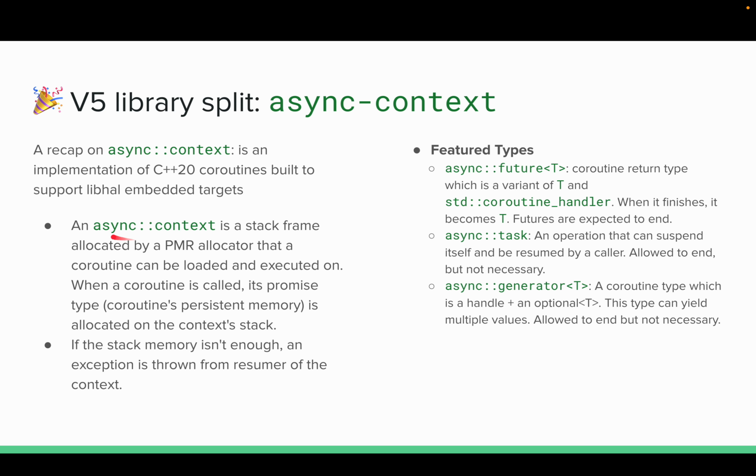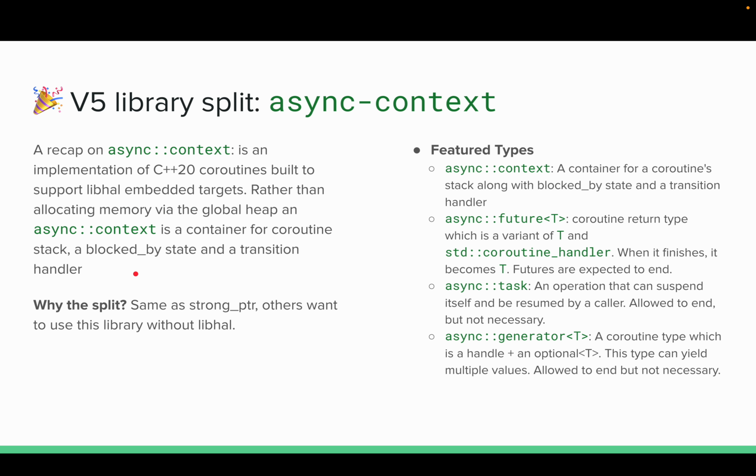Specifically, an async context itself, the type, is a stack frame allocated by a PMR allocator that a coroutine can be. Actually, I'm going to move to the next slide here because I think this does a little better job of explaining it. I actually made 2 slides for this and deleted the previous one. So basically, C++20 coroutines built to support libhal embedded targets. Rather than allocating memory via the global heap, an async context is a container for a coroutine stack, a block by state, and a transition handler.